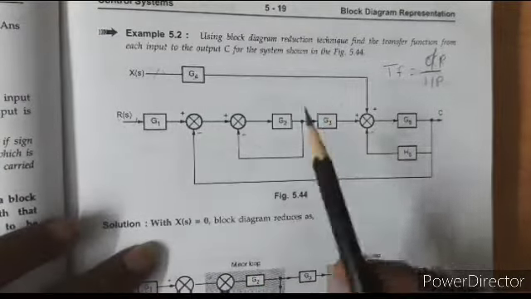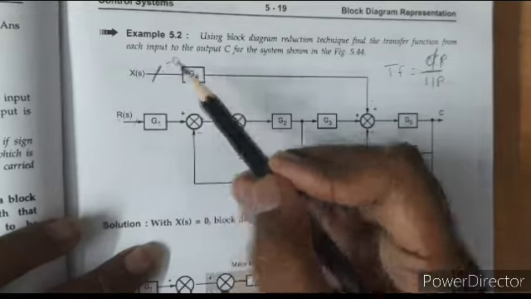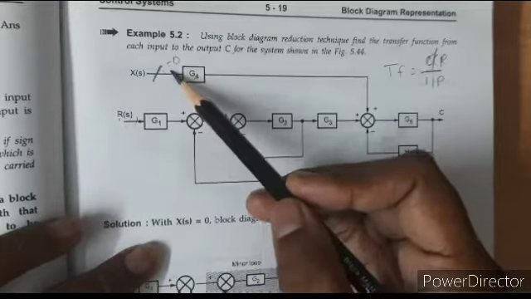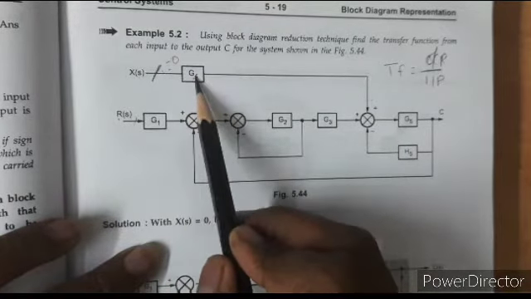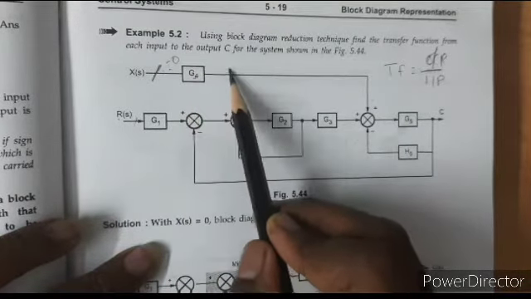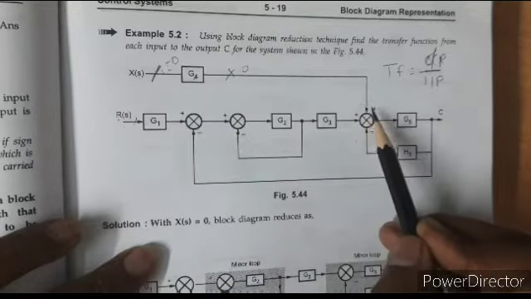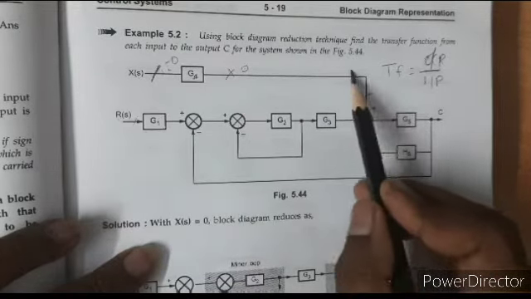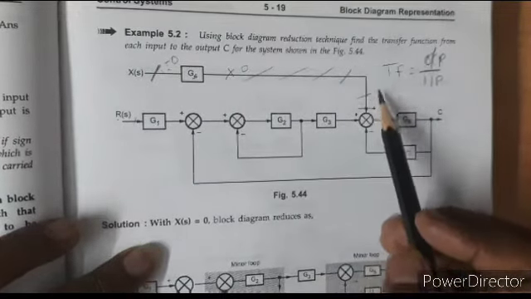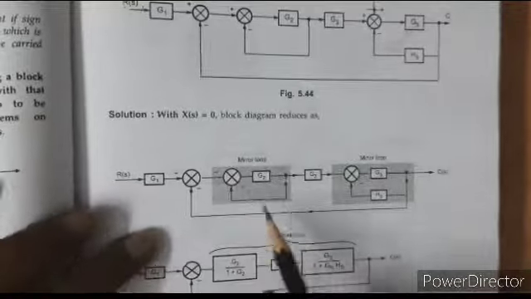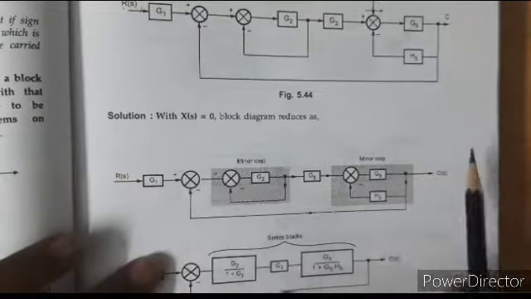In the first case, this input I will consider to be 0. When X of s is equal to 0, what will happen? When it comes here, it will get multiplied with G4, so it will become equal to 0. That means this entire circuit can be eliminated. After that, your circuit will look like this. One input is gone. Now this is my circuit.